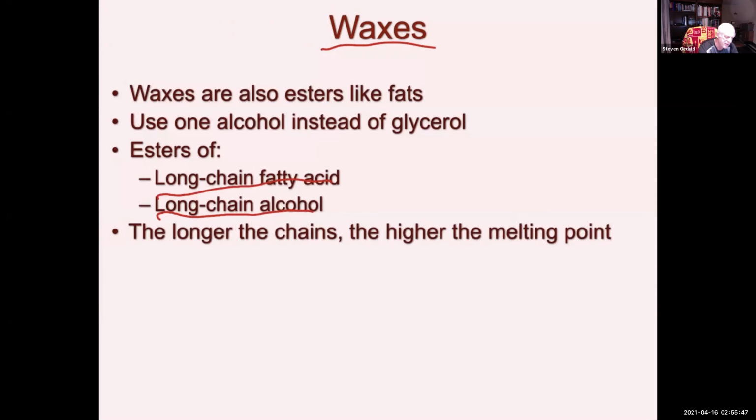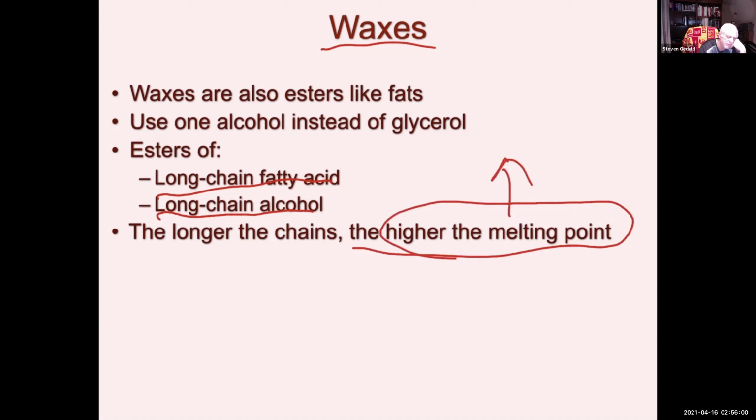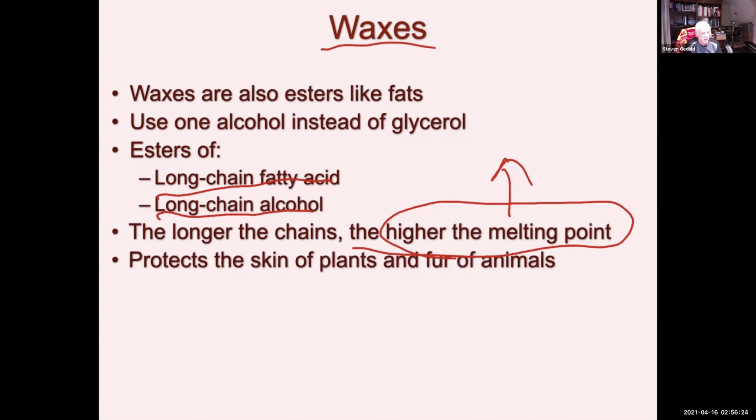Okay. So instead of having a short chain like glycerol, now we've got two long chains, the carbonyl group and the oxygen group. So the longer the chains, the higher the melting point. Why? Because the longer the chains, the more they can stick together and increase their London dispersion forces. Okay. And they'll stick together more and be harder to pull apart. That's why they're waxes. That liquid's at room temperature, but they're waxes at room temperature. Protects the skin of plants and the fur of animals.